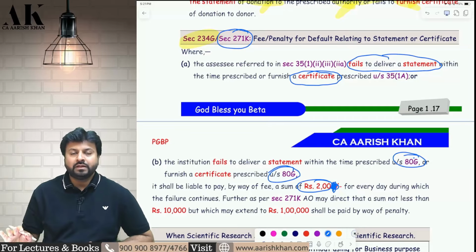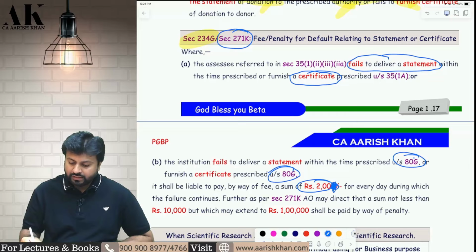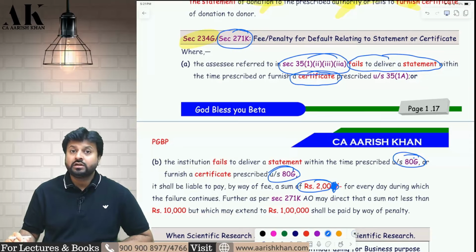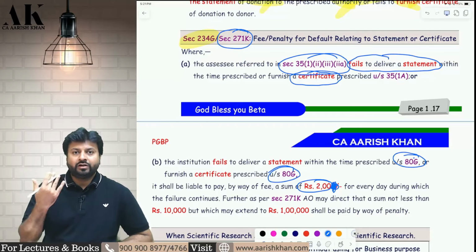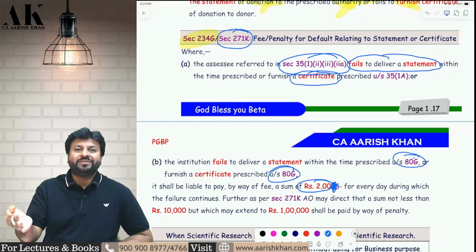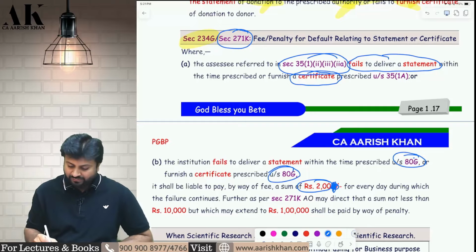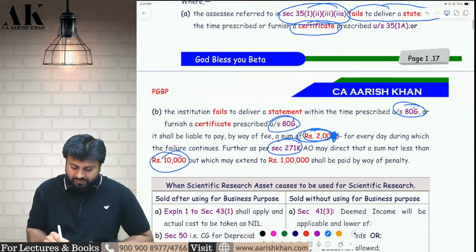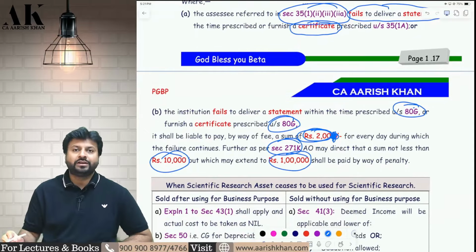So in both cases, whether you are under 35, 12, 13, 13A, whether you are a Scientific Research Association, Social Science or Statistical Research Association, or whether you are an 80G institution, both of them have to fulfill this condition. If they don't fulfill it, the donor will not get the deduction, and the donee will be liable for a fee of 200 rupees per day and a penalty by the AO under 271K of 10,000 rupees to 1 lakh rupees. Okay. I hope it is clear to all of you.